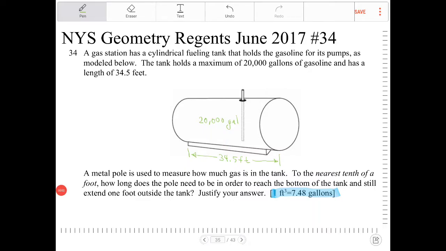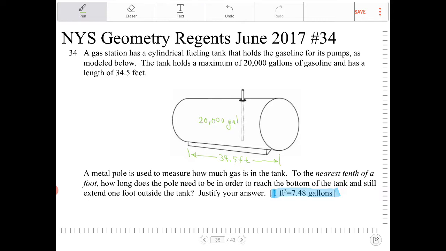A gas station has a cylindrical fueling tank that holds the gasoline for its pumps, as modeled below. The tank holds a maximum of 20,000 gallons of gasoline and has a length of 34.5 feet. A metal pole is used to measure how much gas is in the tank. To the nearest tenth of a foot, how long does the pole need to be in order to reach the bottom of the tank and still extend 1 foot outside the tank?